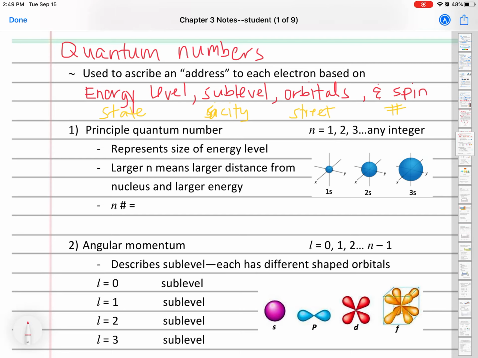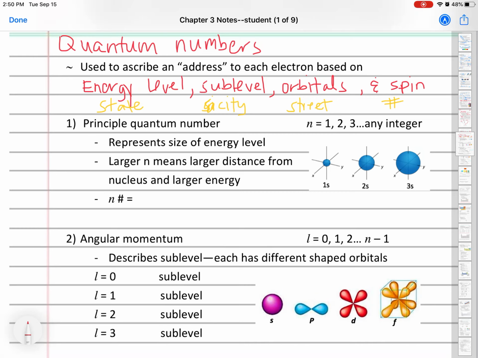And there are 4 different numbers, just like there are 4 different features of an address that go from macro to more micro. The first quantum number is called the principal quantum number, and we represent it with the letter N. We're keeping that from Bohr. Bohr used energy level with an indicator of the letter N. So N represents which energy level. And energy levels, as they go up, go up in size, go up in distance from the nucleus, and go up in energy.